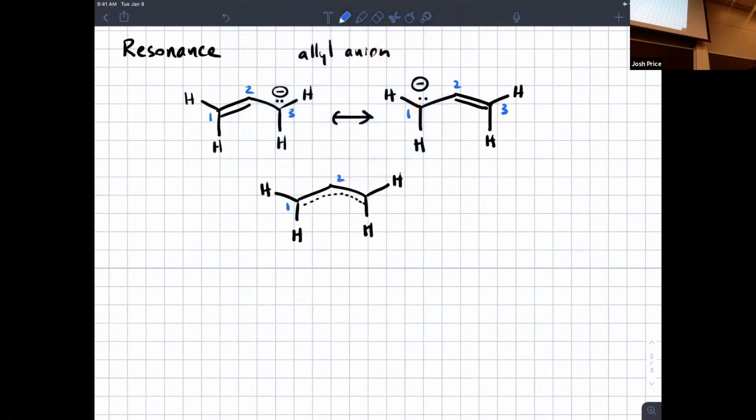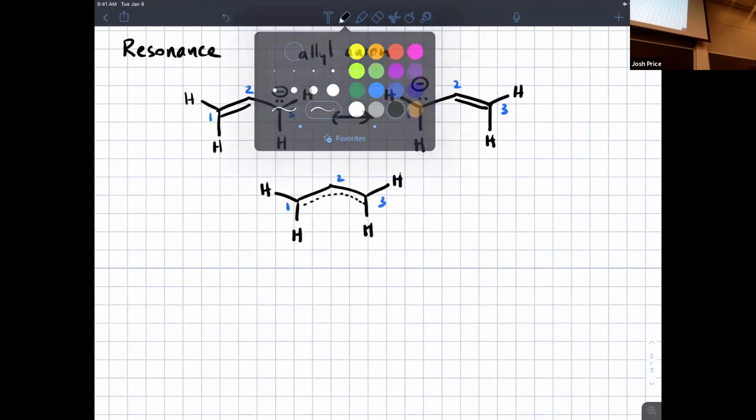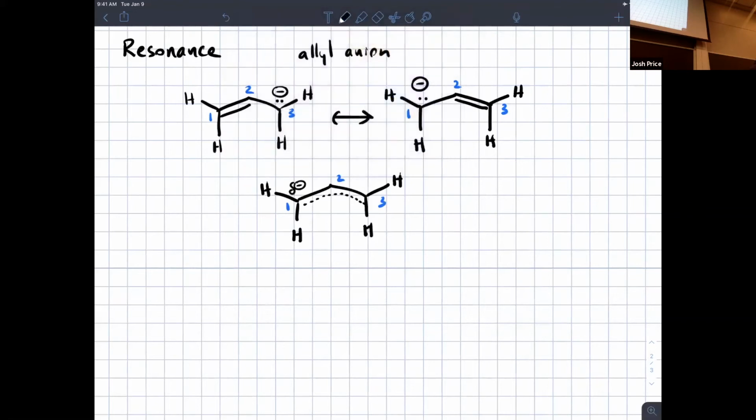And then I would also indicate that there's about half of a negative charge on carbon 1 and about half of a negative charge on carbon 3, but never on carbon 2. Is that good enough of a resonance review? All right. Let me test your resonance understanding by asking you, what is the hybridization of carbon number 3?